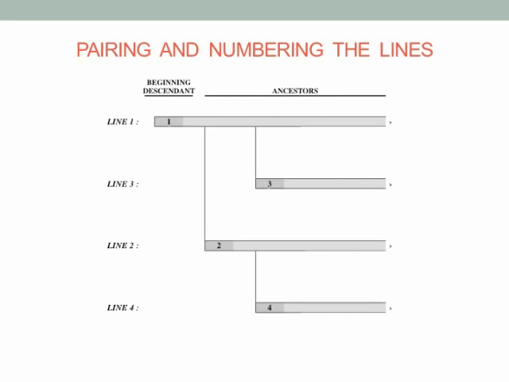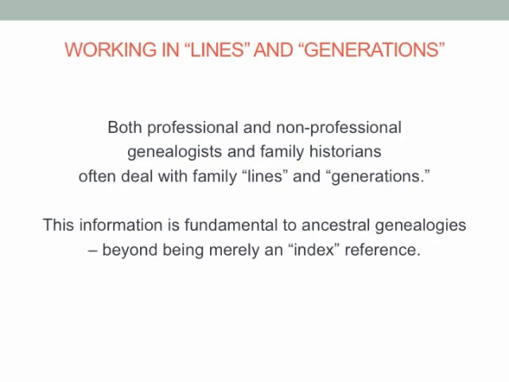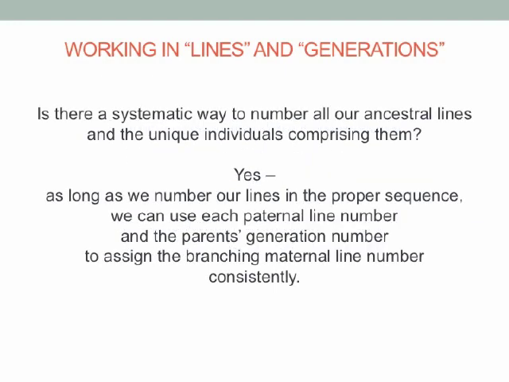But you can begin to move beyond that to a more abstract plane in which you say, well, how would we go about numbering these lines? Would we think in terms of an ahnentafel or some other approach? Professional and non-professional genealogists, family historians deal with lines and generations, but only because it's fundamental to ancestral genealogies. It'd be great to be able to communicate this as more than just with index reference numbers. So we have to ask, is there a systematic way to do this and have unique individuals numbered?